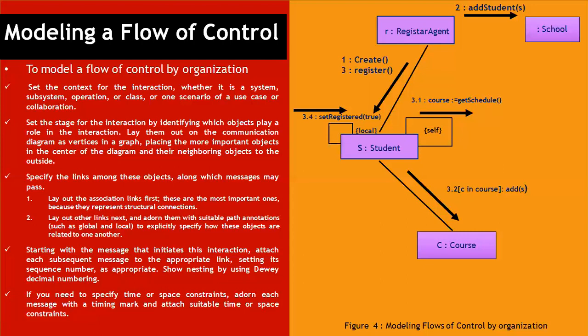Starting with the message that initiates the interaction, we attach each subsequent message to the appropriate link, setting its sequence number as appropriate. We show nesting by using Dewey decimal numbers. Here we use the decimal numbers for nesting. If you need to specify time or space constraints, we adorn each message with a timing mark and attach suitable time or space constraints. So this is the modeling of flow of control by organization.